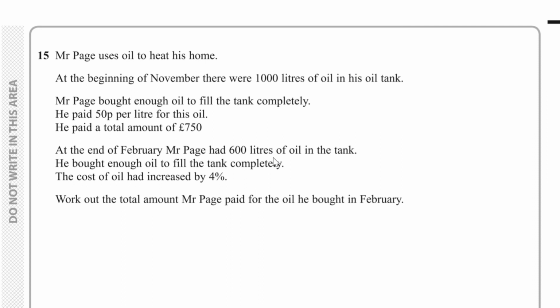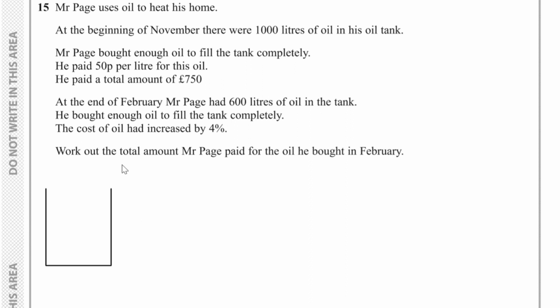Question number 15. Mr. Page uses oil to heat his home. At the beginning of November there were 1000 litres of oil in his oil tank. Mr. Page bought enough oil to fill the tank completely and he paid 50p per litre for this oil. He paid a total amount of £750. At the end of February, Mr. Page had 600 litres of oil in the tank. He bought enough oil to fill the tank completely. The cost of oil had increased by 4%. We have to work out the total amount Mr. Page paid for the oil he had bought in February.